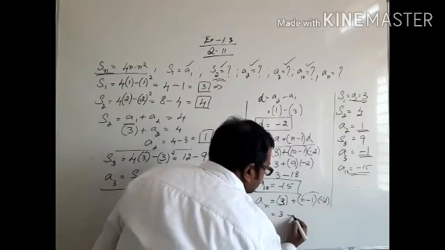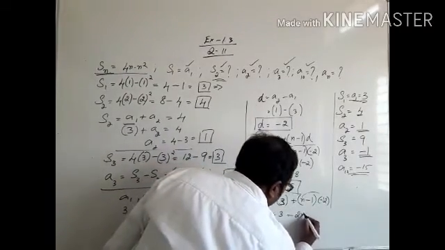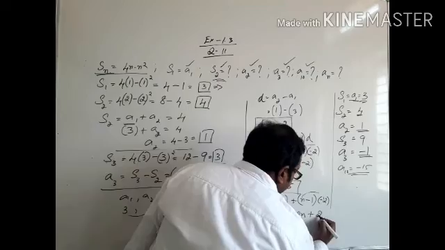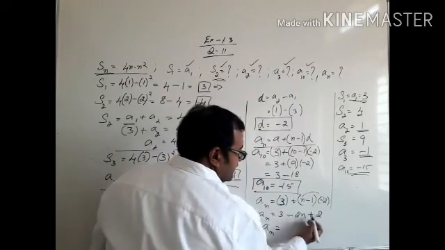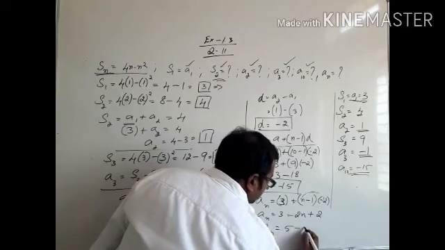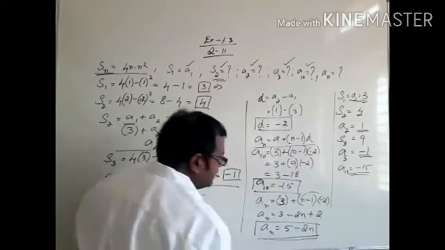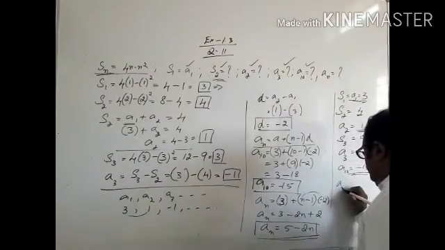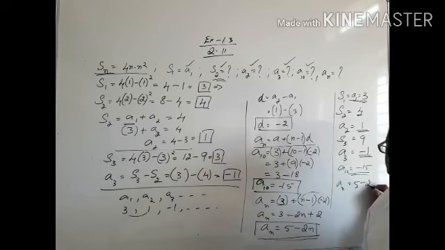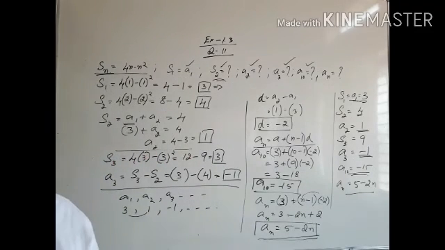Simplify the last part. AN is equal to 3 plus minus 2 into N. So plus into minus, minus. Distributive property I am applying. So minus 2 into N is minus 2N. So AN is equal to 3 plus 2, which is 5, minus 2N. So hence we find out the AN or nth term. I can write that at the end: AN is equal to 5 minus 2N. So hence the list of all the required results that they asked.